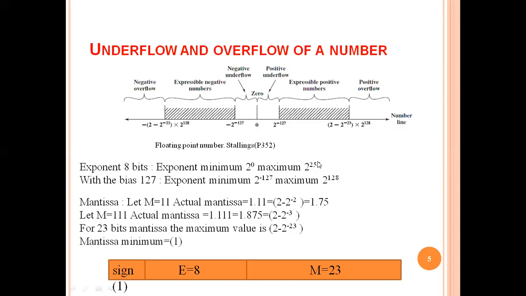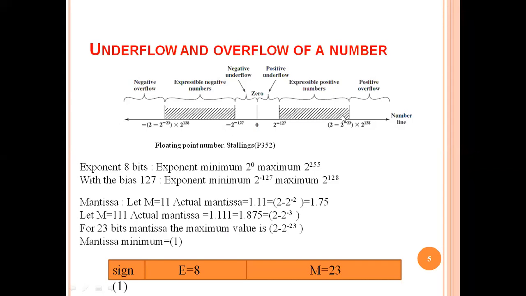Now we have to find out the maximum number we can represent. This is the maximum value of the mantissa, which I have already told you. If I multiply it with the maximum value of the exponent, 2 to the power 128, we will get the maximum value. Similarly, the minimum value is 1 into 2 to the power minus 127, since the minimum mantissa is 1. This is the minimum positive value we can represent, because the sign bit is 0, so it is positive. Positive numbers we can represent only in this region.